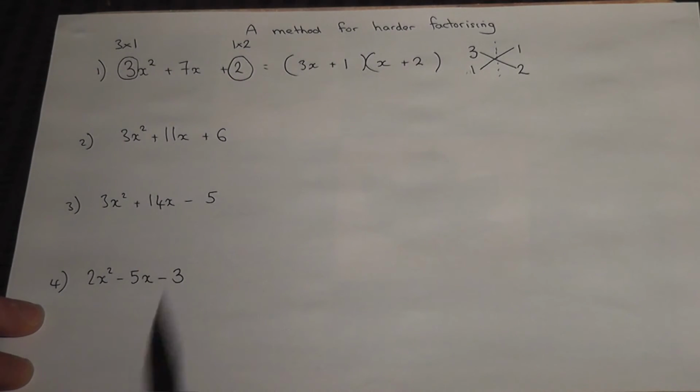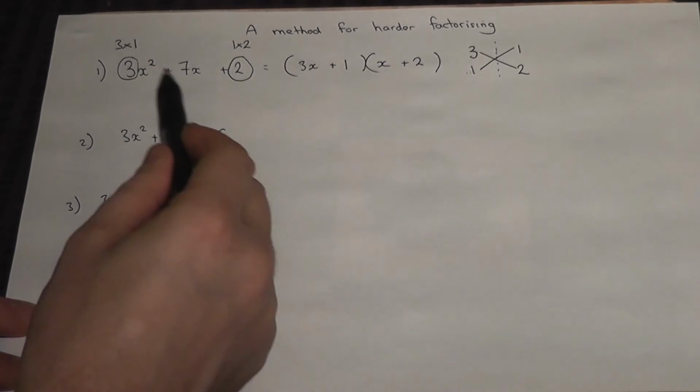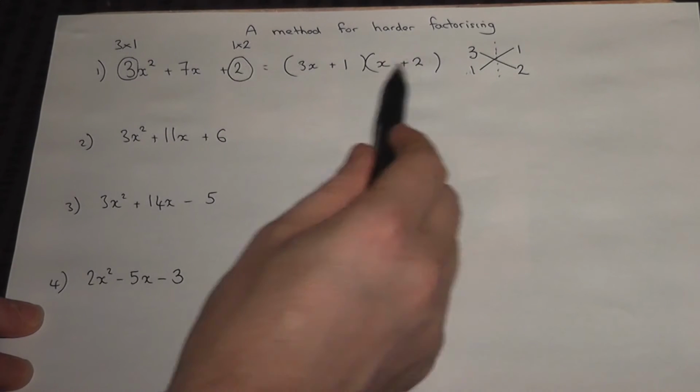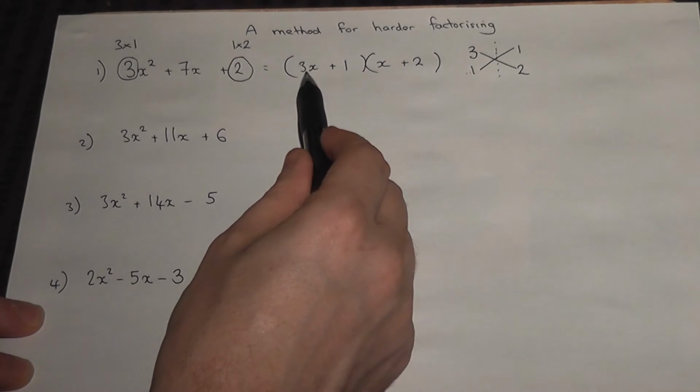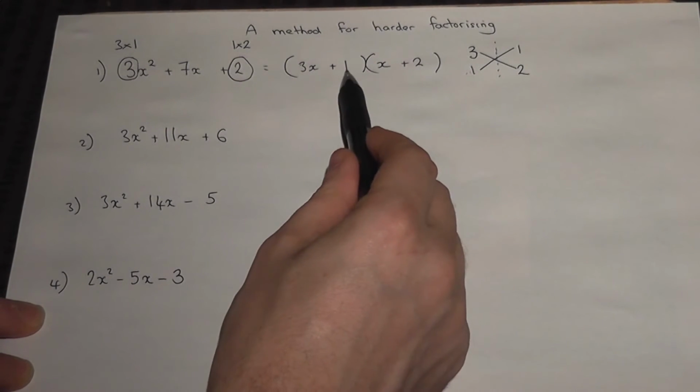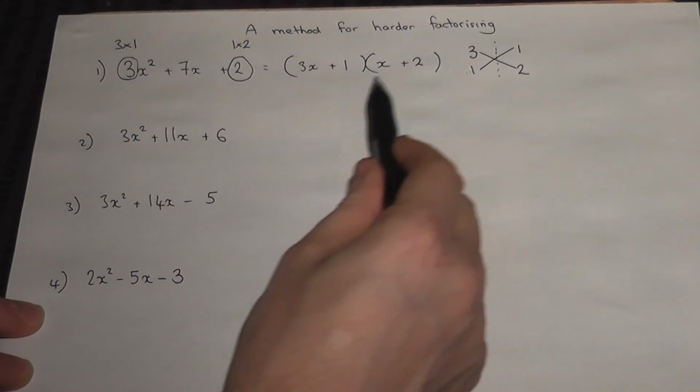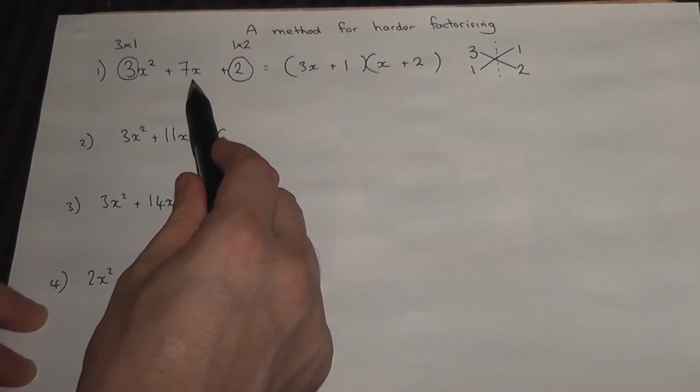So to show how this works, 3x times x is 3x squared. 1 times 2 is 2. 3x times 2 is 6x. 1 times x is x. 6x plus x is 7x.